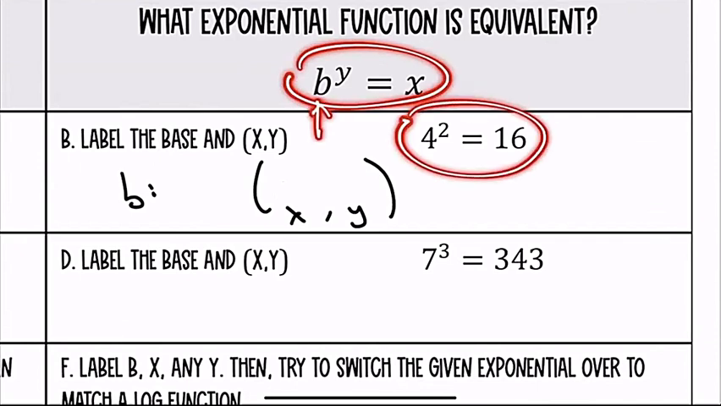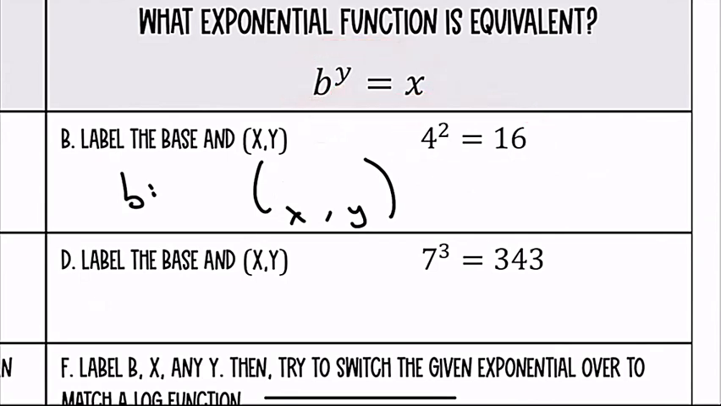Base is the big number that has an exponent and it's equal to x. So for this one, our base is 4. Our x value is 16. And our exponent is 2 because 4 squared is 16.